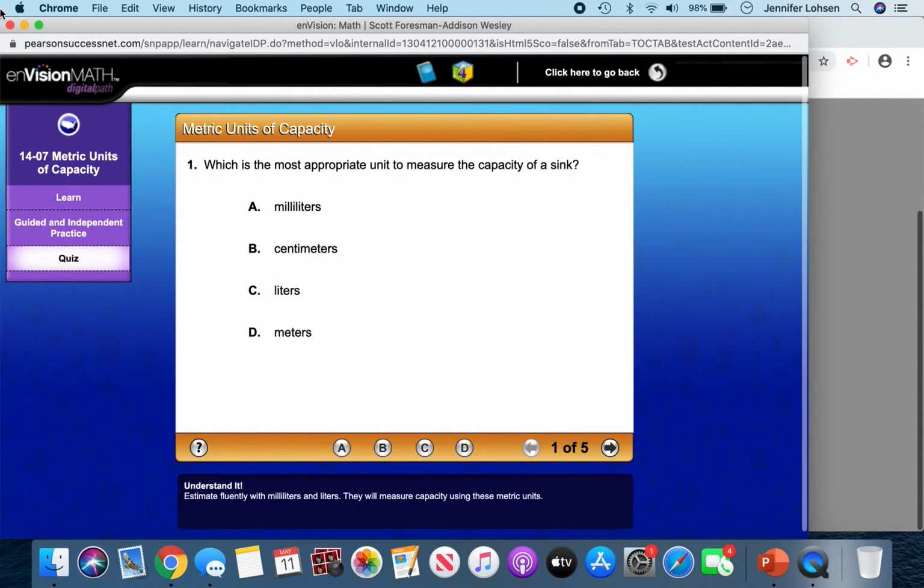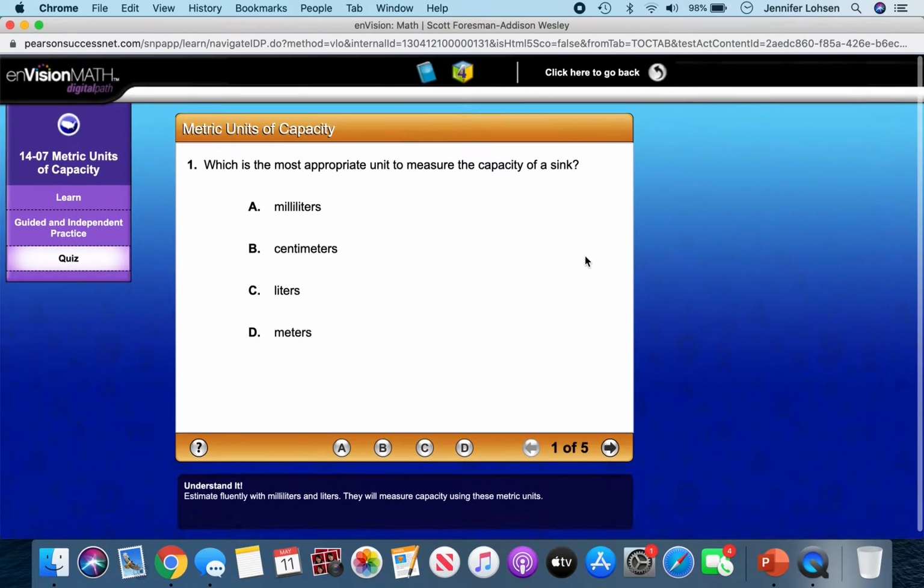Let me stretch this and try and make it as big for you guys as I can. All right, so metric units of capacity. Which is the most appropriate unit? Most appropriate, that's what we're focusing on there, to measure the capacity of a sink.